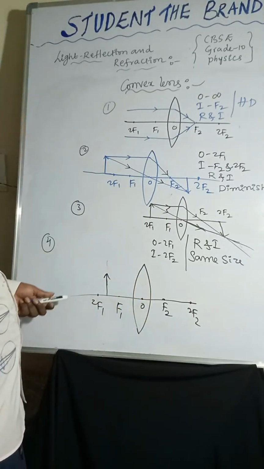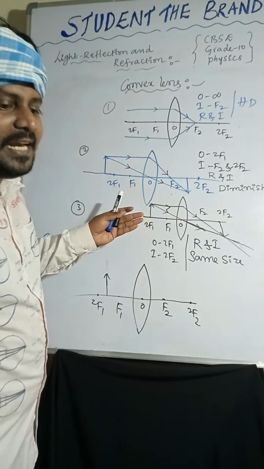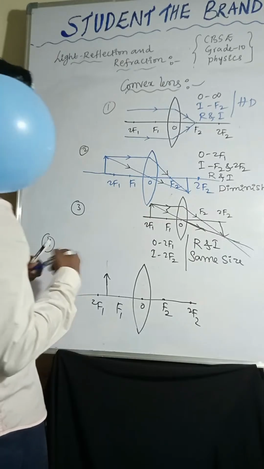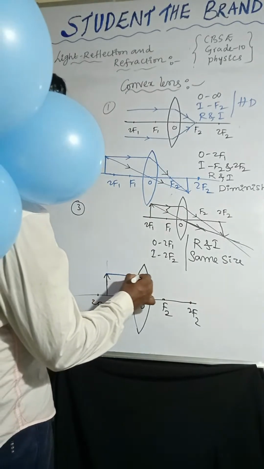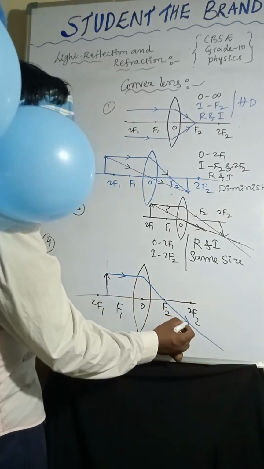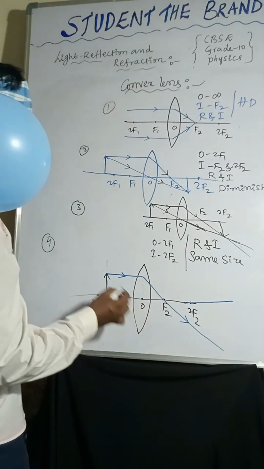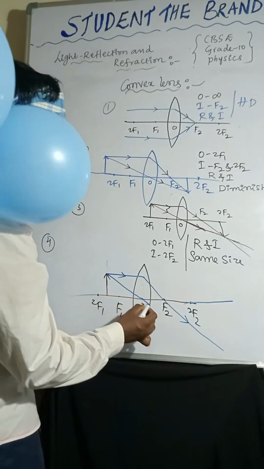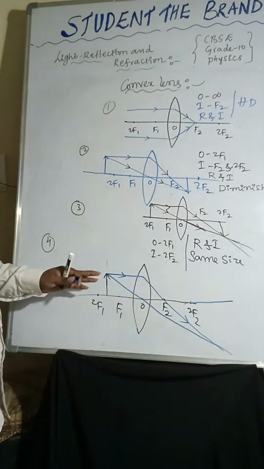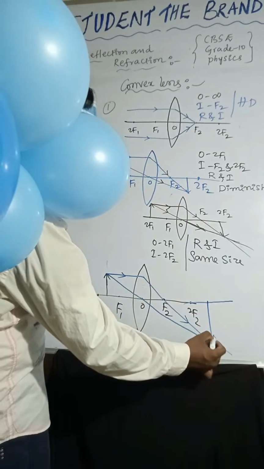Where will the image form? How many light rays are required to form the image of the object? Minimum 2 light rays are required to form the image of the object, right? So I am taking here 1 light ray, it passes through focus. Another light ray is passing through optic center. Those light rays will meet beyond F2.